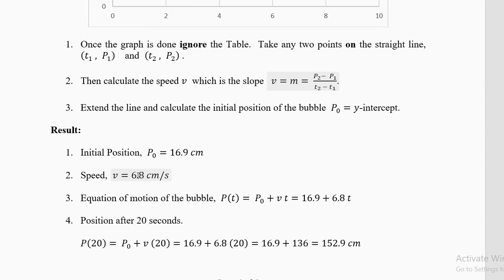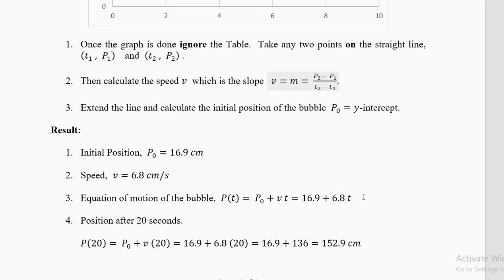Then the speed is calculated from the slope. Then the equation of the bubble is P of t is equal to P0 plus velocity into time. This P0 can be written P with bracket 0, but normally in this experiment we write P0. P0 is 16.9 and your velocity is 6.8. So your graph equation is P of t equal to 16.9 plus 6.8 t.